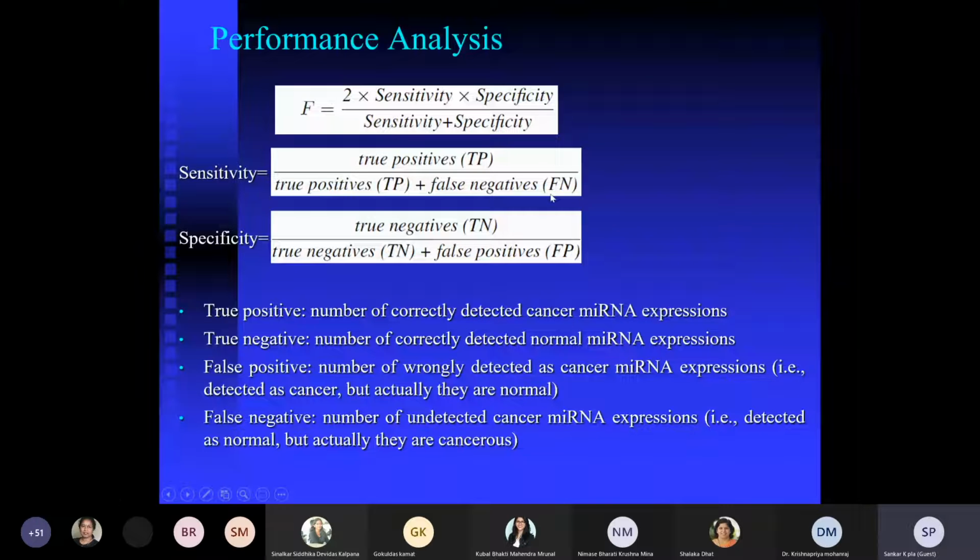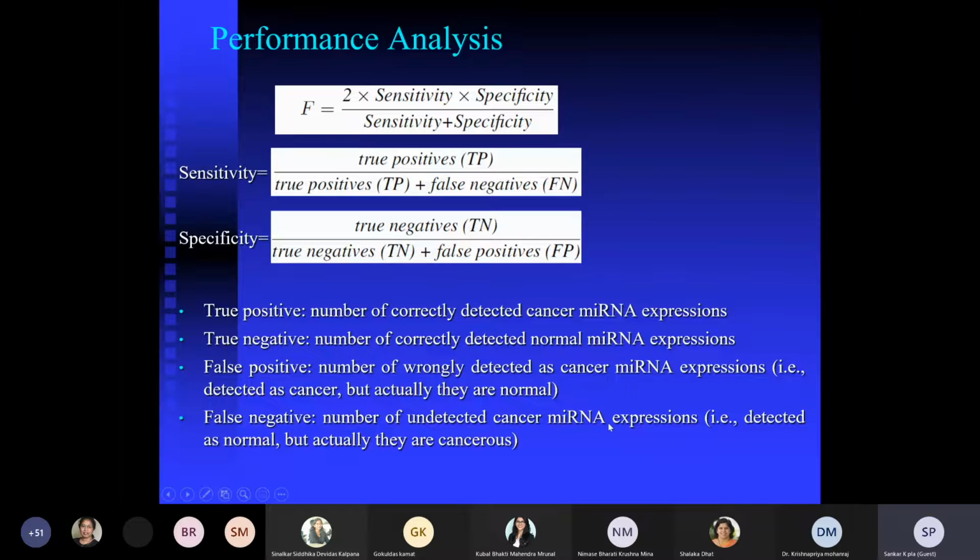Here, specificity means true negatives over true negatives plus false positives. True positive is the number of correctly detected cancer microRNAs. True negative means the number of correctly detected normal microRNA species. What is false positive? That is detected as cancer, but actually they are from normal. That is the number of wrongly detected cancer microRNAs. Actually, they are normal, but treated as the other one. Similarly, false negative means detected as normal, but actually they are from cancer. That is the number of undetected cancer microRNAs, which you could not detect. That means they have been treated as normal.